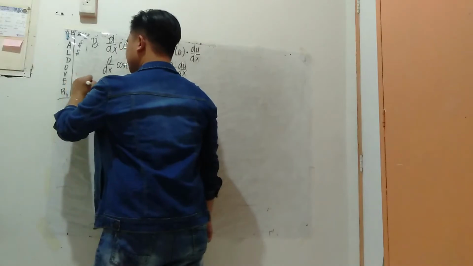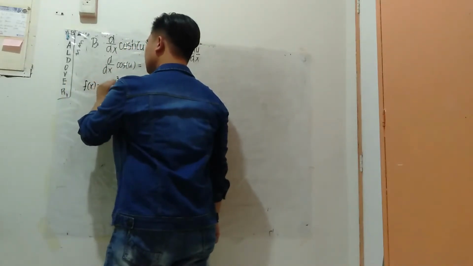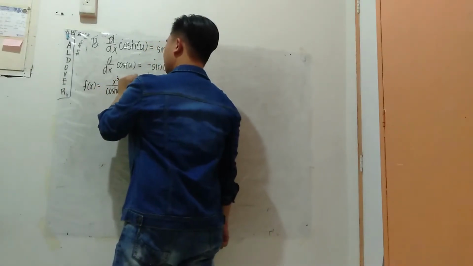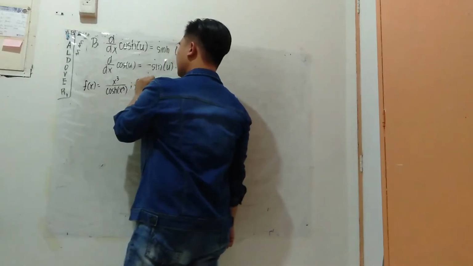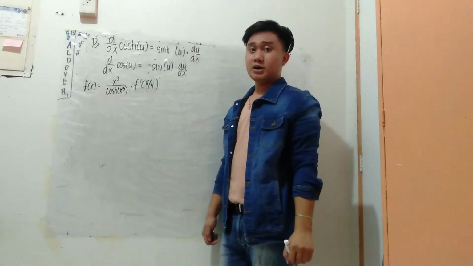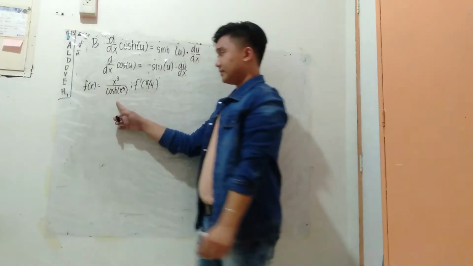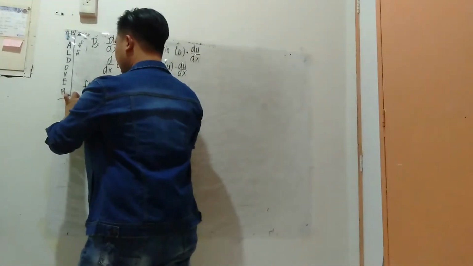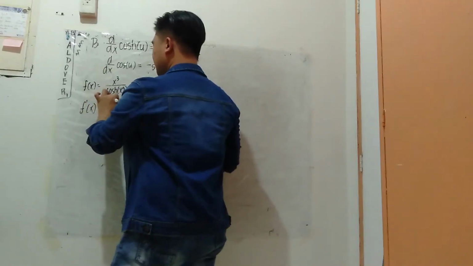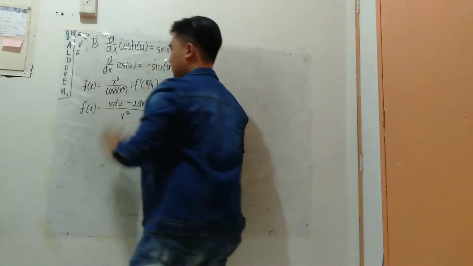If f of x is equals to x cubed all over cosh x cubed, evaluate the first derivative wherein x is pi over 4. So as you can see, this is quotient. Di ba? And if you want to get the first derivative of a quotient, that is v du minus u dv all over v squared. Tama?